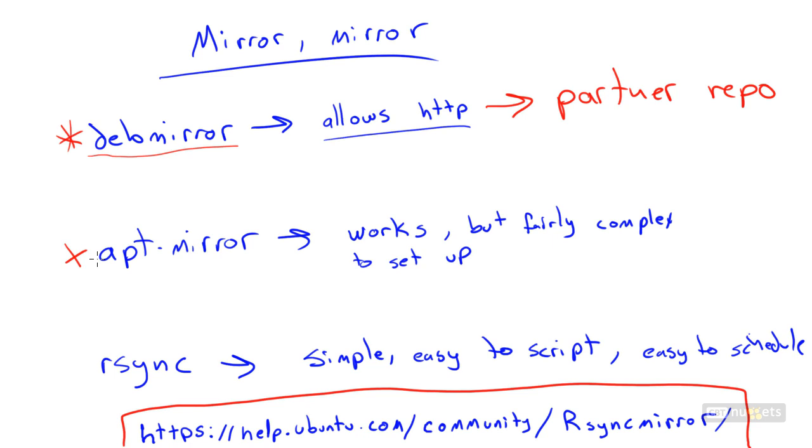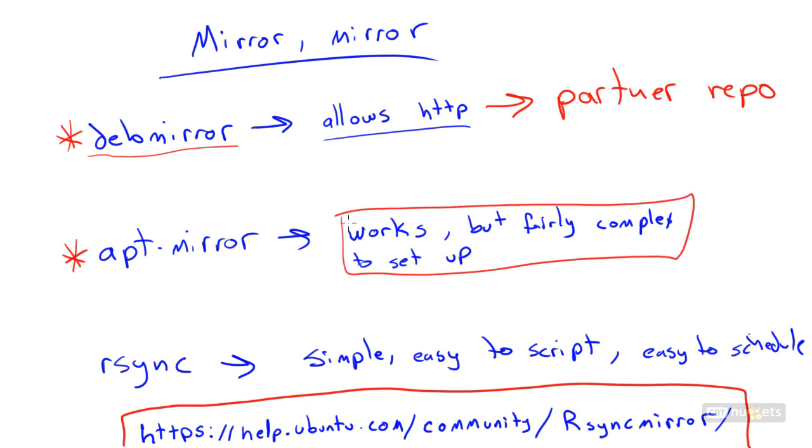Okay, apt-mirror, this works. A lot of people use apt-mirror, and it does the same sort of thing. It mirrors apt repositories. It works, but it's fairly complex to set up. You know, I went to set this up, and it's fairly complex. It doesn't offer a ton more features than debmirror. But it's an option. A lot of people use apt-mirror.